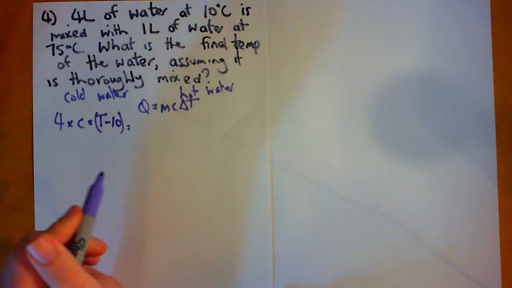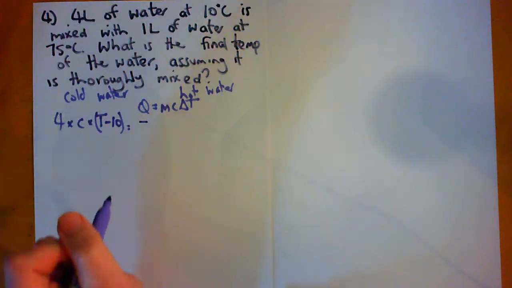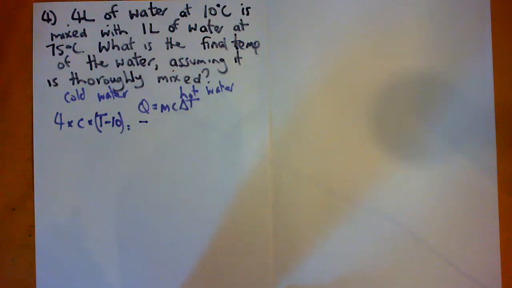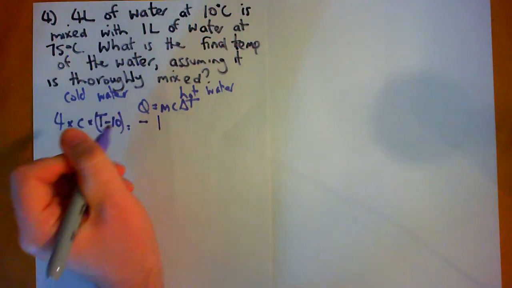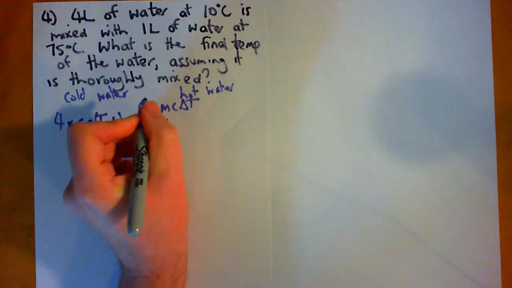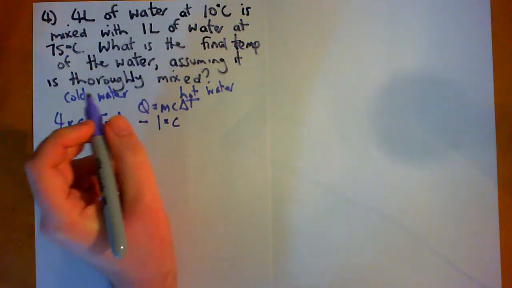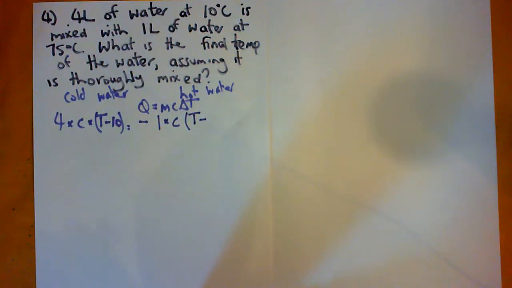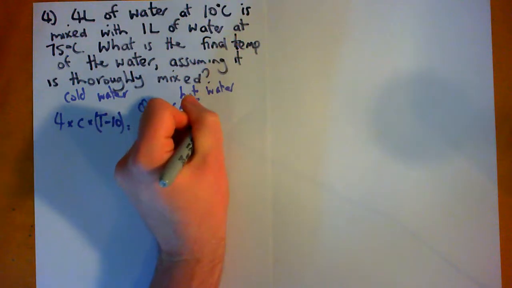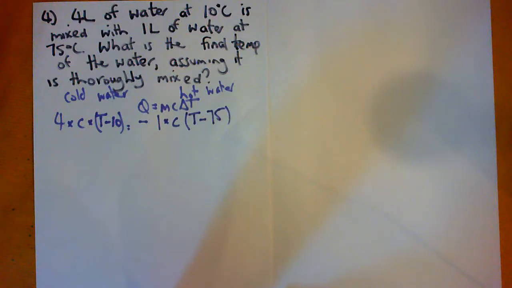And for the hot water, this will be a loss in heat energy, so we'll put a minus at the front. Now we've got the mass of the hot water, 1 litre. Since it's water, that's 1 kilogram, multiplied by c, which is the specific heat of water, multiplied by T, which is again the final temperature of the mixture, minus the initial temperature of the hot water, which is 75.